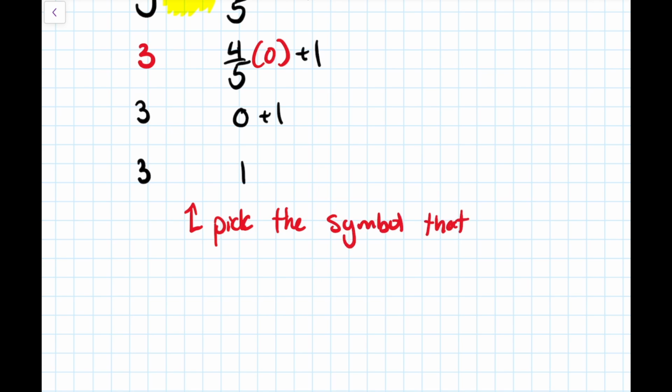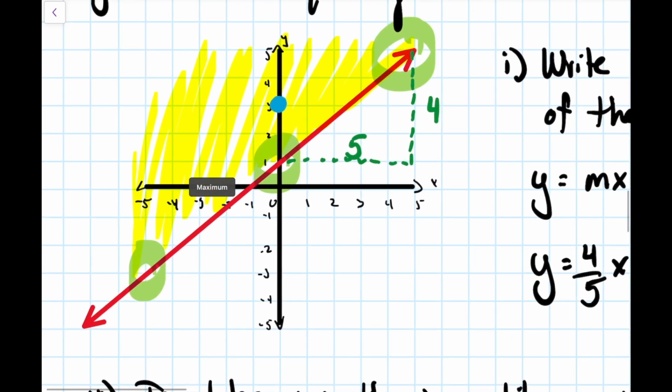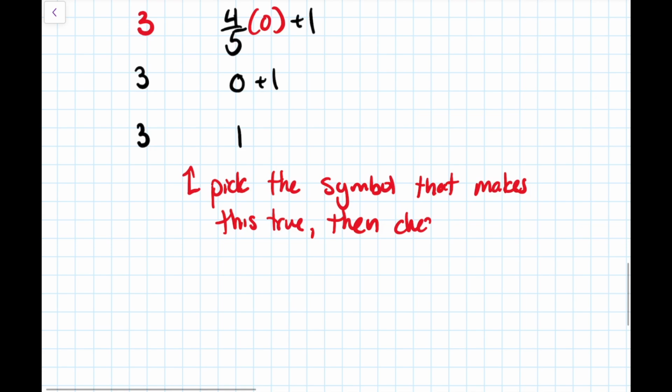If we had used a point from the non-shaded area, we'd end up making the absolute wrong choice here. That's why we want to make sure we use the right point. Once we've done that, we also have to decide whether our line is equal or not equal. So we just look to see if we had a solid or a dotted line here. So pick the right symbol and then check if the line is solid or dotted.